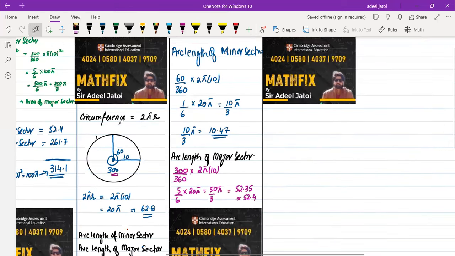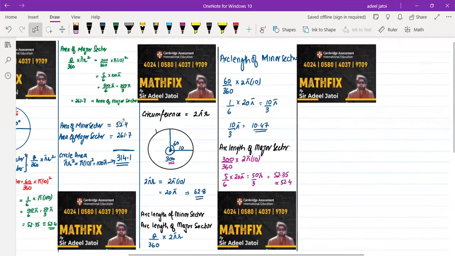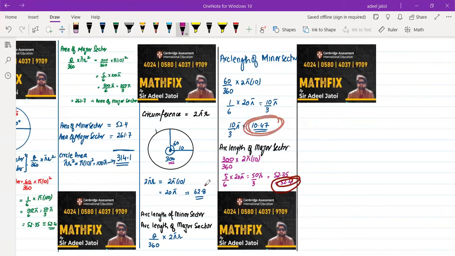Now, what we know here is that we are working with the arc length of the major sector. We worked out the arc length of the minor sector, but the major sector and minor sector arc lengths come through the circumference. The circumference formula is 2 pi r. So if we add 52.4 plus 10.47, this sum will be equal to what?